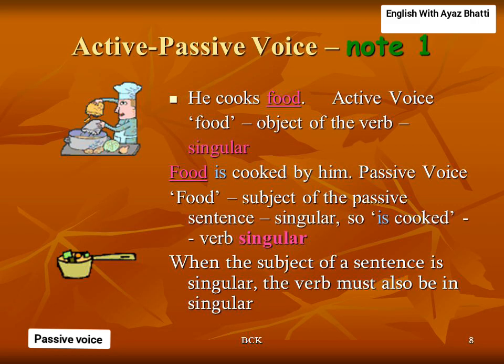Active passive voice, note 1. He cooks food. Active voice. Food, object of the verb, singular. Food is cooked by him. Passive voice. Food, subject of the passive sentence, singular, so is cooked, verb singular. When the subject of a sentence is singular, the verb must also be singular.